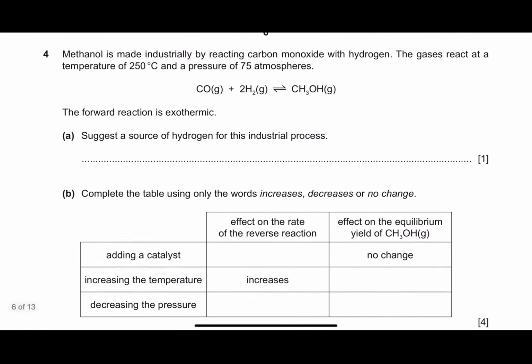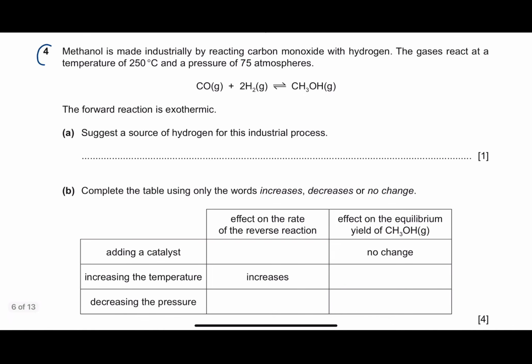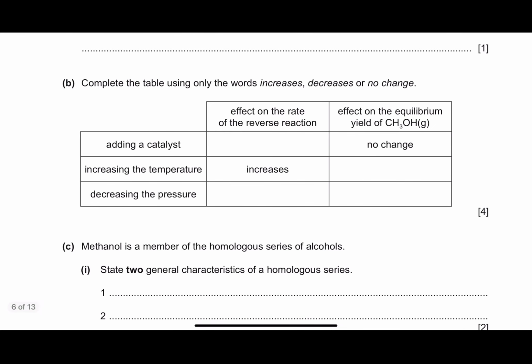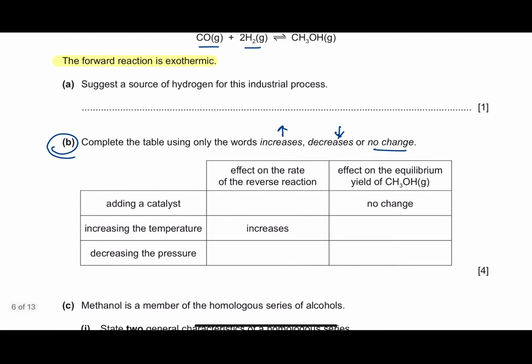This is the May-June 2019 question 4. Methanol is made industrially by reacting carbon monoxide with hydrogen. The gases react at a temperature of 250 degrees Celsius and a pressure of 75. Again, pay attention to what the forward reaction is, and over here it is exothermic. So question B says that you need to complete the table using the words increase, decrease, or no change. Exactly similar to the one that we did before.